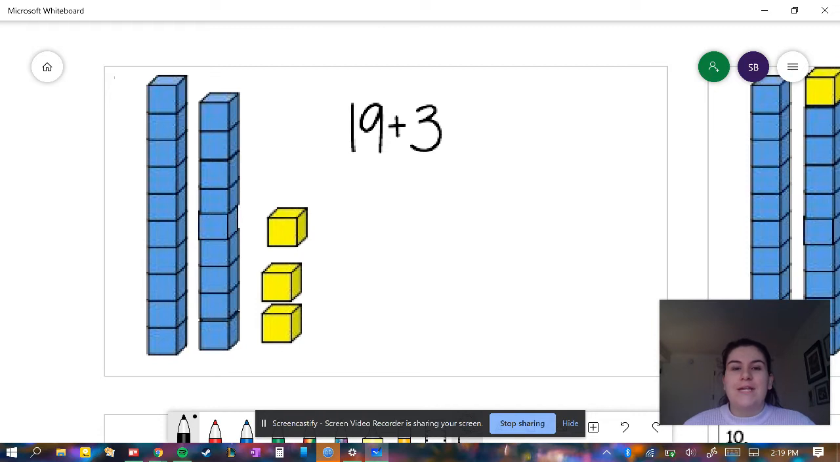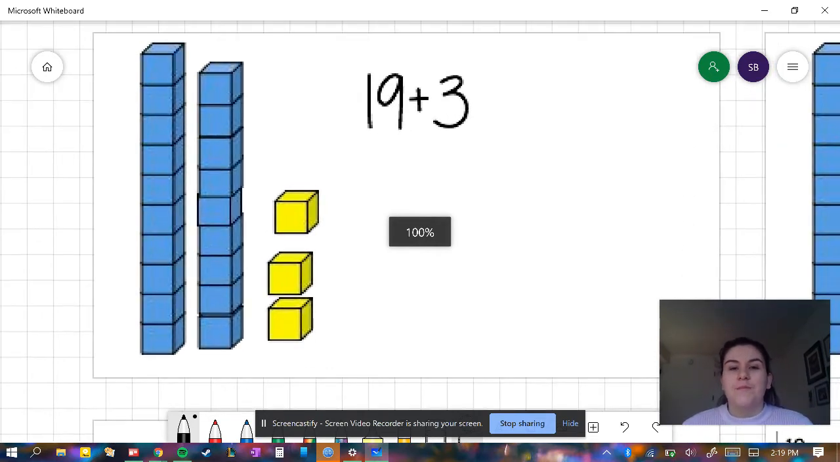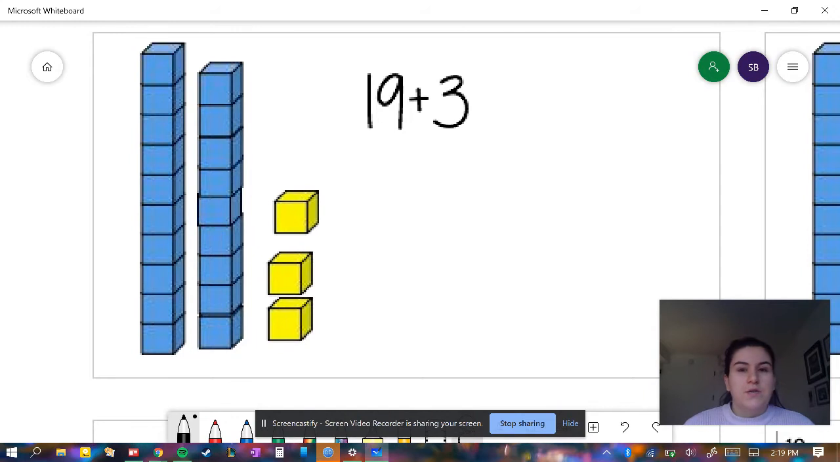Okay, now that we're ready, let's take a look at the expression that I have up here. I have 19 plus 3. Now, I was thinking about how we can solve this, and I started out by representing 19 and 3 using cubes. So I represented my 19 with my blue cubes and my 3 with my yellow cubes.